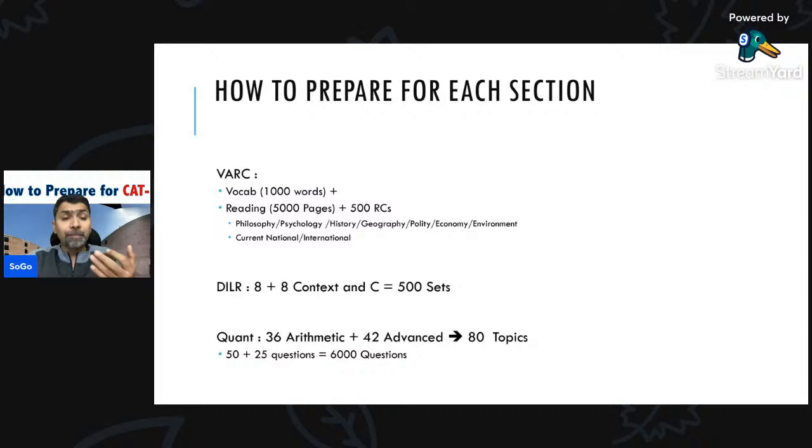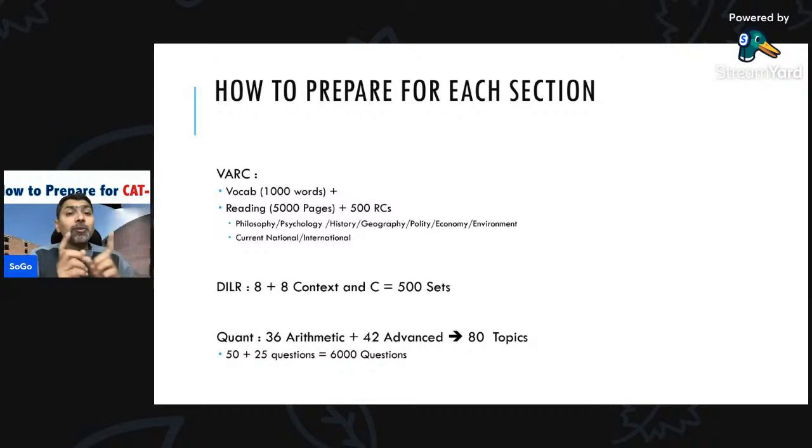रीडिंग में क्या करना है, 5000 पेजेस पढ़ने हैं आपको. कैसे पढ़ना है 5000 पेजेस, almost 10 pages a day. You can read various articles on philosophy, on psychology, on history, on geography, on polity, on economy, on environment, ecology, right, on all these international issues, national. Keep reading, develop a habit of reading.